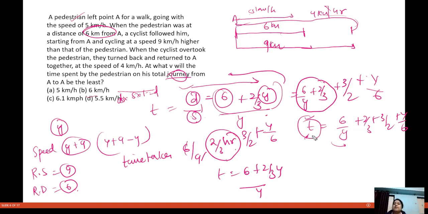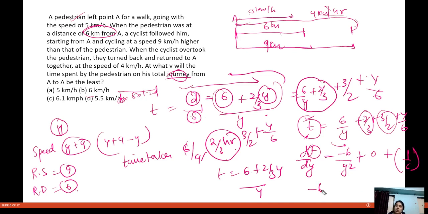Okay, so you differentiate this. So dt by dy we are doing, we are differentiating time with respect to speed. I already told you how we get minus 6 by y square, and whenever we differentiate a constant we get 0, and then we get 1 by 6. Now equate this to 0 to get the minimum amount of time. So 6 by y square is equal to 1 by 6. So y square is equal to 36, and the speed you get is 6 kilometer per hour.